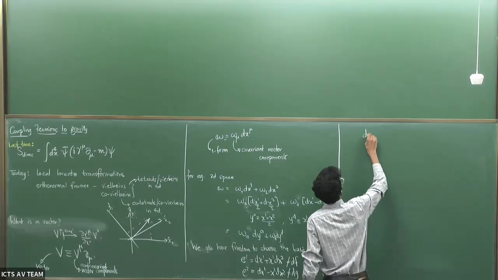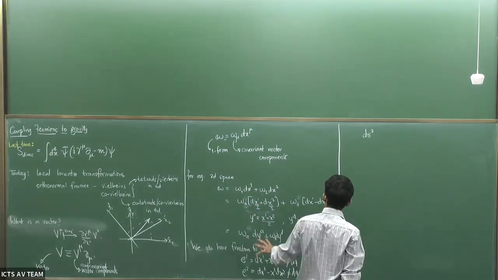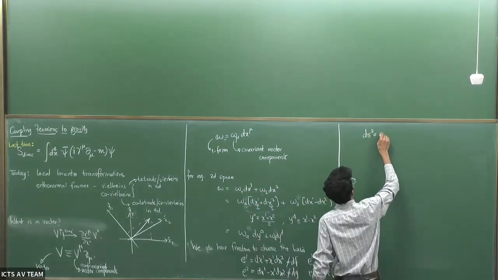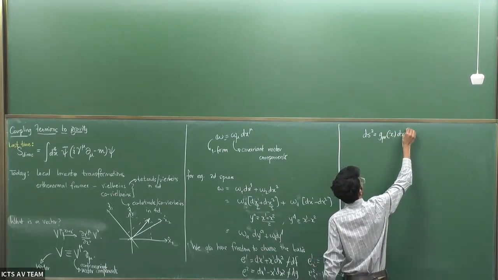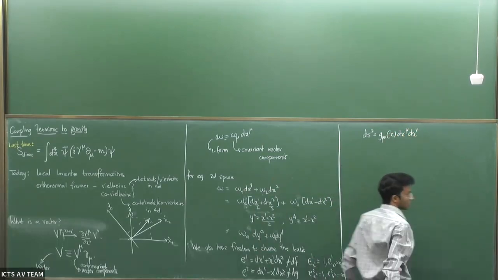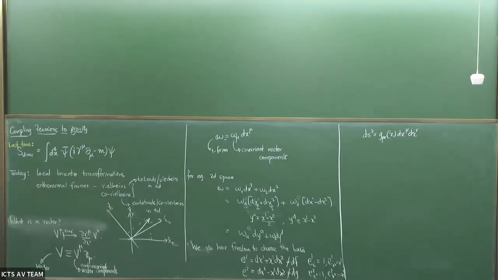So with what we have learned here, we can do something to the metric. You can specify the metric in a certain different way. So this you will agree is the metric, or the line element, which is written in terms of g mu nu, which is the metric.